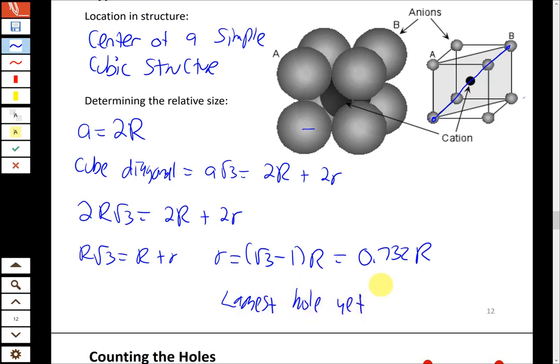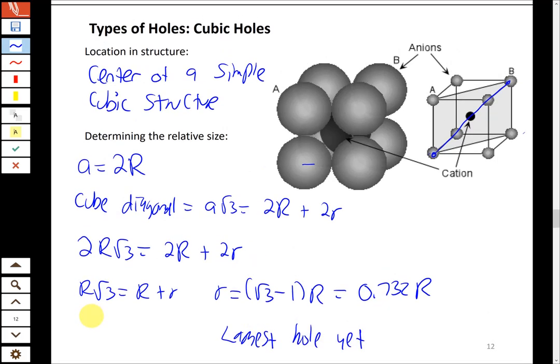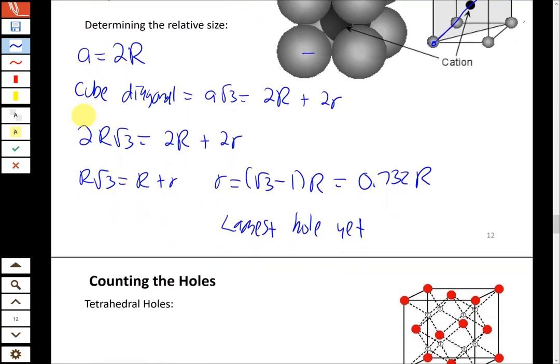So we have 3 types of holes that we can force cations into, and again, depending on how big the cation is relative to the anion, that's going to determine which of those holes it occupies. So the cubic hole is the biggest hole, so if the cation is too big for the tetrahedral hole, too big for the octahedral hole, it can instead fit into the cubic hole right at the center of a simple cubic structure. So there are these different possibilities. Again, they all depend on the relative sizes of the anions and cations.